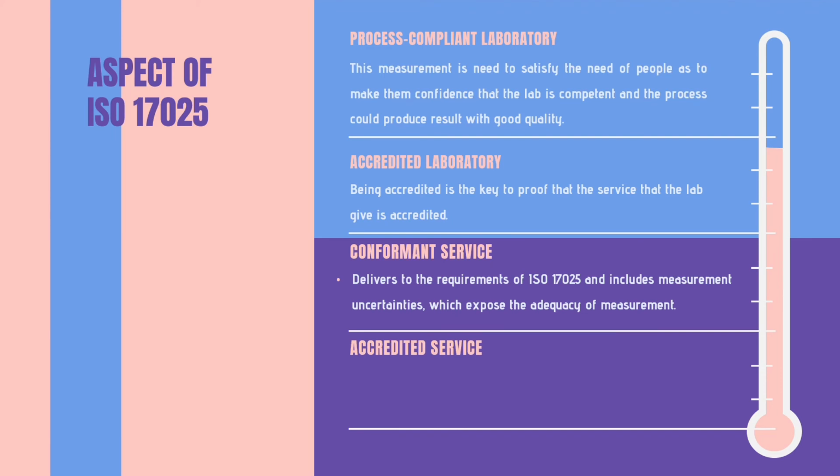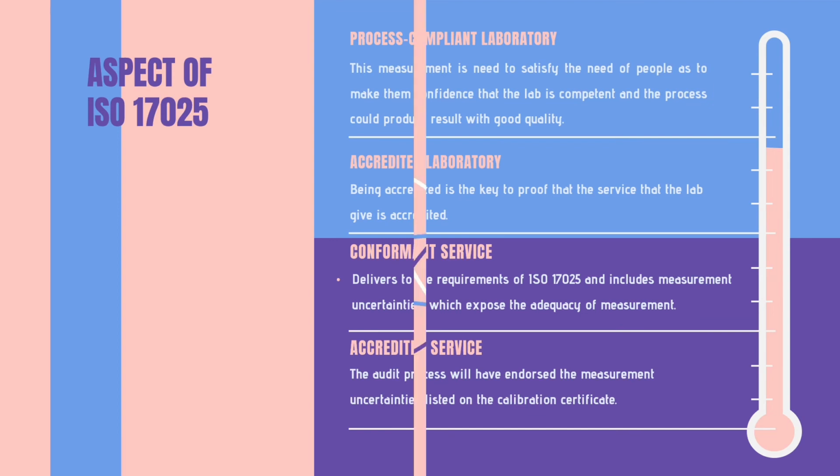The last point for the aspects of ISO 17025 is accredited service. Every measurement is made using procedures that have been assessed by an external auditing body, and the audit process will have endorsed the measurement uncertainties listed on the calibration certificate. This provides the greatest level of assurance that the measurements are reliable.